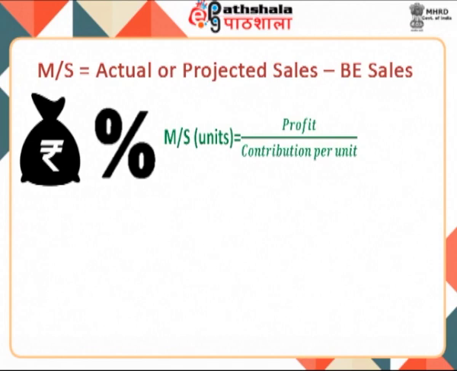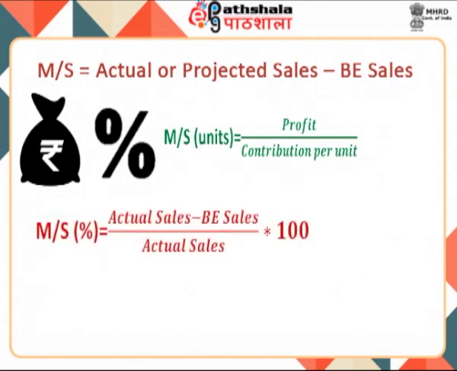Margin of safety in units is equal to profit divided by contribution per unit, or margin of safety in percentage terms is equal to actual sales minus break-even sales whole divided by actual sales multiplied by 100. Margin of safety can also be calculated with the help of PV ratio as margin of safety is equal to profits divided by PV ratio.